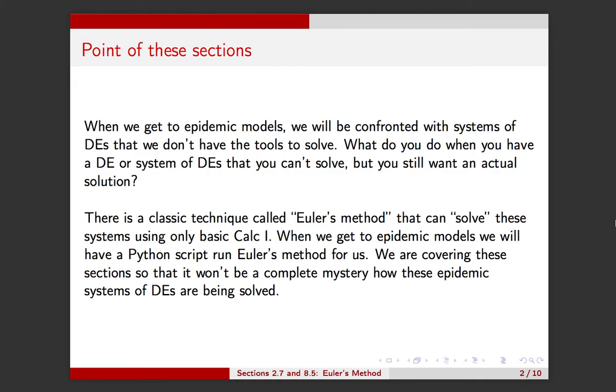Well, you can use numerical techniques, approximating techniques, and one of them is called Euler's method. Euler's method can, quote, solve these systems. I'll explain why there are quotes around that in a second. But basically, if you have a DE or system that you can't solve, you can punt it off to Euler's method, and it will solve them for you in some sense. That's what we're going to do with epidemic models. We're going to hand these models off to Euler's method in a Python script and have the Python script do it for us. The reason I want to cover these sections is because I don't want the Python script to be a complete black box. I want you to have an idea of what's happening there.